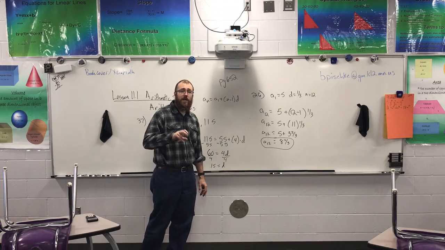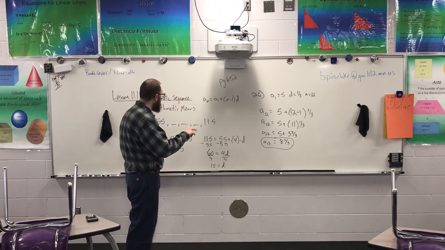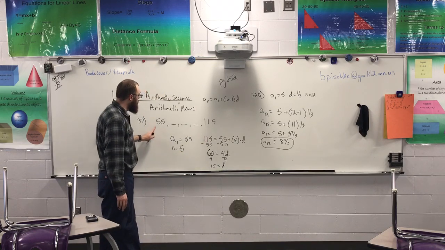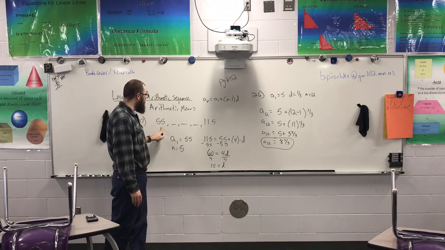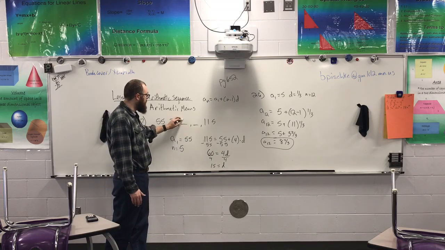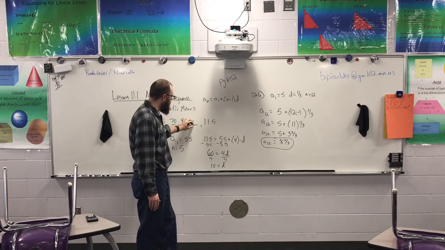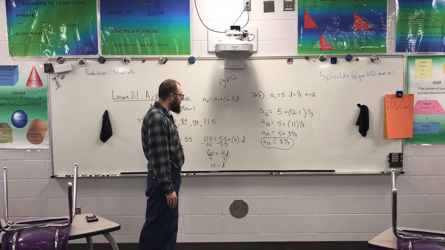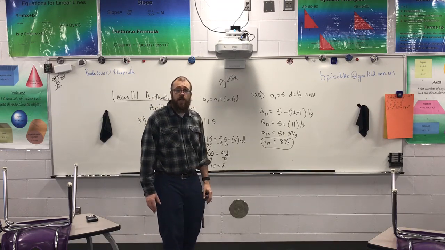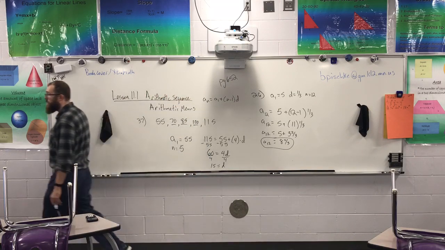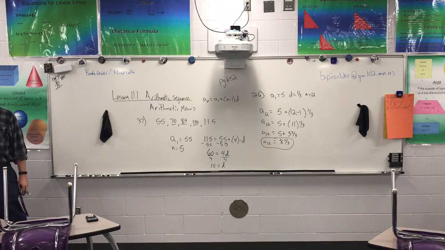Now that I know that my common difference is 15, I can jump through each of these slots. So 55 plus 15 is 70. 70 plus 15 is 85. 85 plus 15 is 100. And 100 plus 15 is 115. And I'm okay. I have everything I need there.